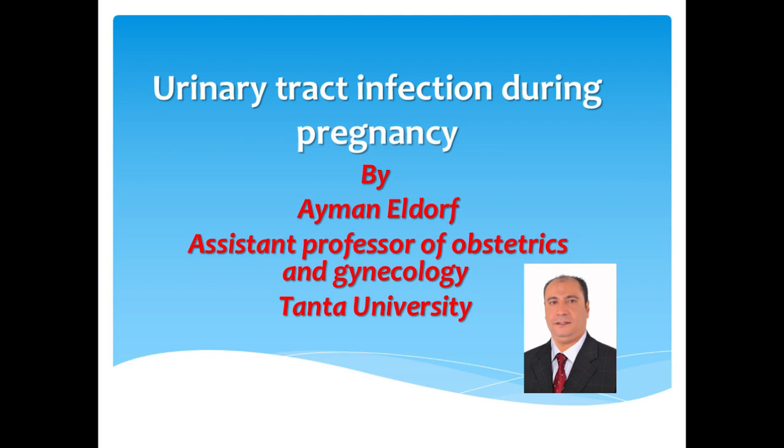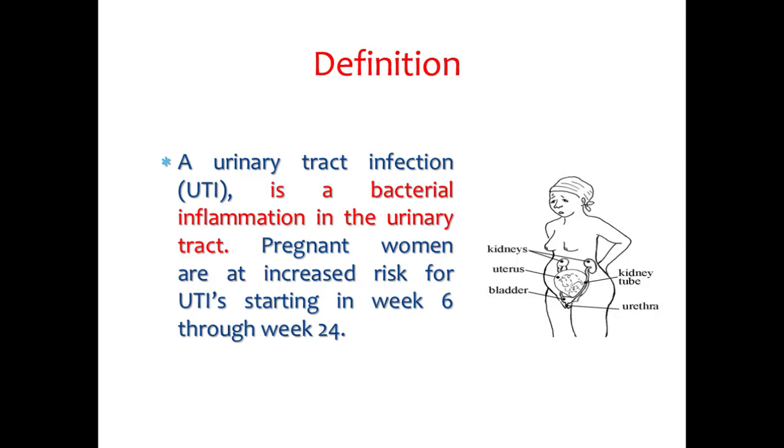Our lecture today is about urinary tract infection during pregnancy. At the start, you must know the definition of urinary tract infection, which is a bacterial inflammation in the urinary tract. You also must know that pregnant women are at increased risk of urinary tract infection during pregnancy, and this usually starts from the 6th week of gestation up to the 24th week of gestation.